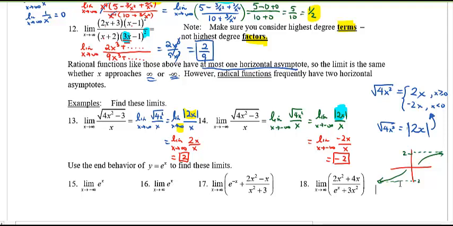Okay, so 4 more examples here. This time I'd like you to use the end behavior of the function y equals e to the x, an exponential, to think about these limits. So think about what e to the x looks like and see if you can answer questions 15 and 16 right away yourself. Go!